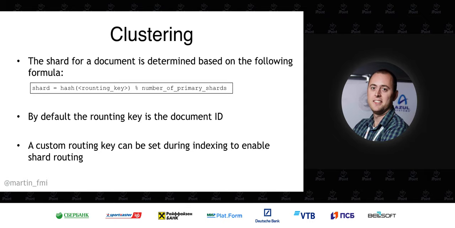We can also create custom routing keys, rather than using the document ID for the document we index. Using custom routing keys, we can also enable so-called shard routing at the level of the Elasticsearch cluster. If we really want to index a certain set of documents on a specific shard, we can define our custom routing key and use that to create shard routing.